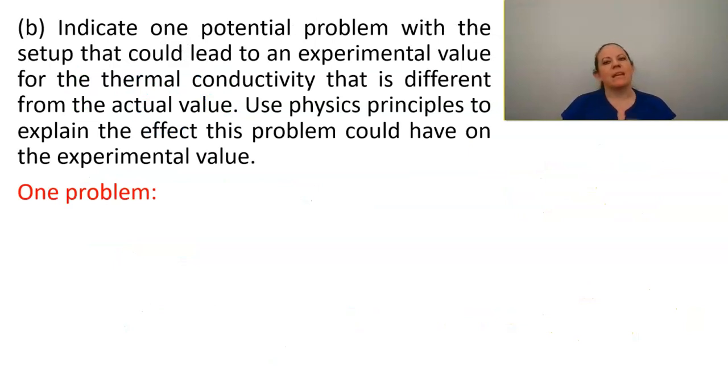Part B, indicate one potential problem with the setup that could lead to an experimental value for the thermal conductivity that is different from the actual value. Use physics principles to explain the effect this problem could have on the experimental value. So there are actually two problems, and we'll talk about both, then we'll talk about scoring.